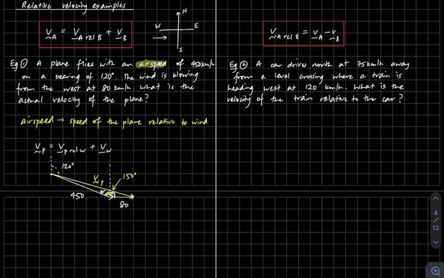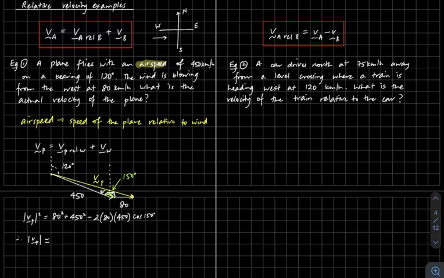So that's going to be 150 degrees. So then I could use my cosine rule, which says that that side of the triangle is going to be equal to 80 squared plus 450 squared minus 2 times 80 times 450 times the cosine of 150, and taking the square root of all of that.